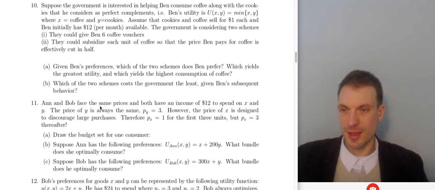Suppose Anne and Bob face the same prices. They have the income of $12 to spend. The price of Y is always 3, but the price of X is designed to discourage large purchases. $1 for the first 3 units, 3 thereafter. Draw budget set. Then, given these preferences, what do they optimally consume?